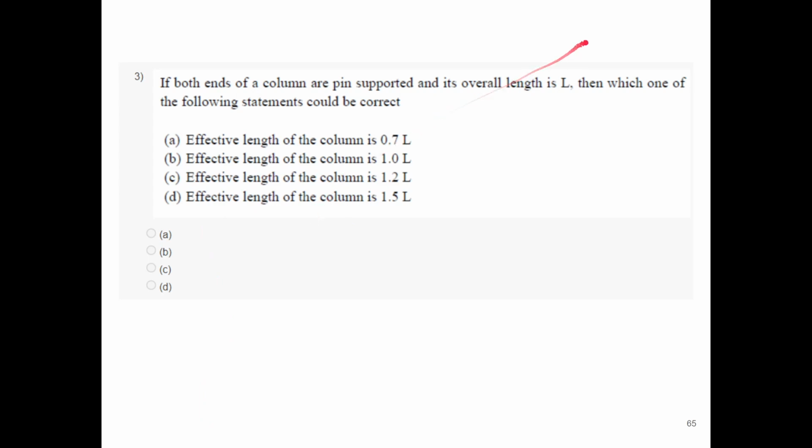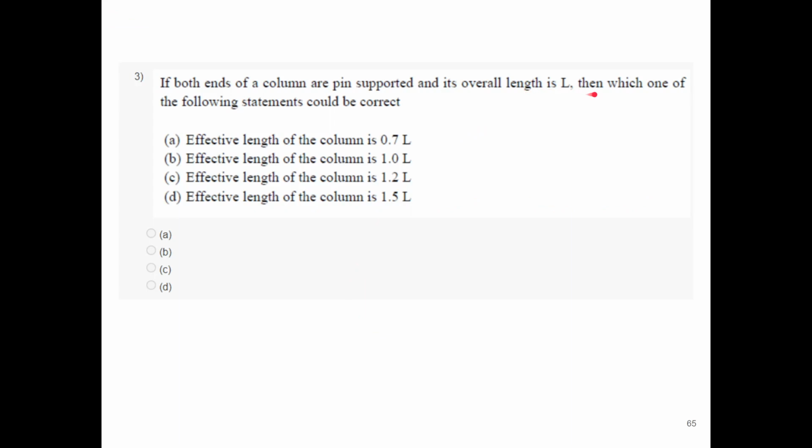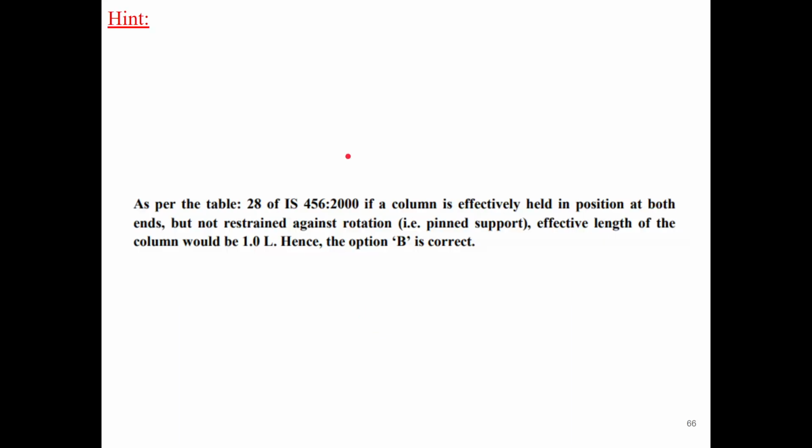If the column has an overall length or unsupported length of capital L and it is pin supported at both ends, then as I discussed with you in the initial slides, if it is pinned at both the ends, the effective length is always equal to the unsupported length, right? So it is 1L. It will definitely be equal to L only. So B is the correct option. As you can see, B is the correct option.